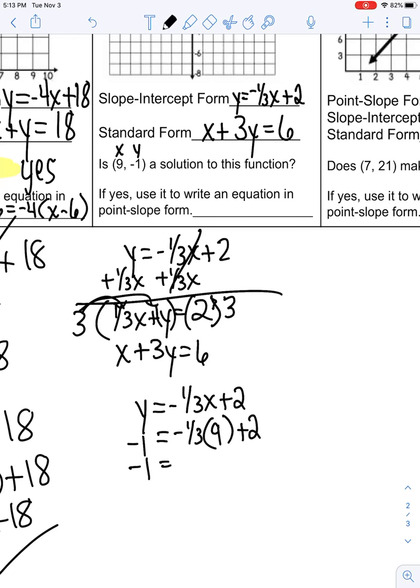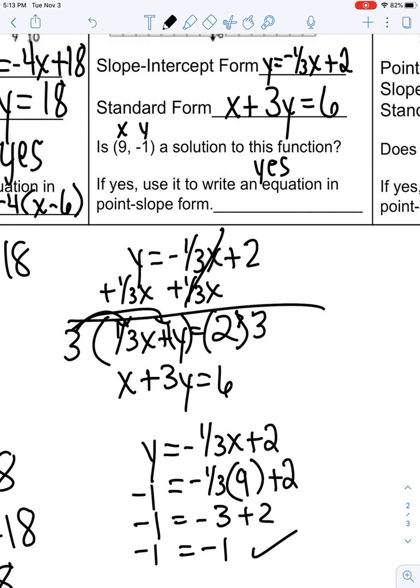So let's do this. Negative 1 equals, well, what is 1/3 of 9? It's 3, because 9 divided by 3 is 3, and it's negative. So negative 3 plus 2, negative 1 equals negative 1. So yes, that's a solution to this function. And since it was yes, we want to use that point to write our point slope form. So y minus negative 1 becomes y plus 1 equals, we said our slope was negative 1/3 times x minus 9. So there's that equation.